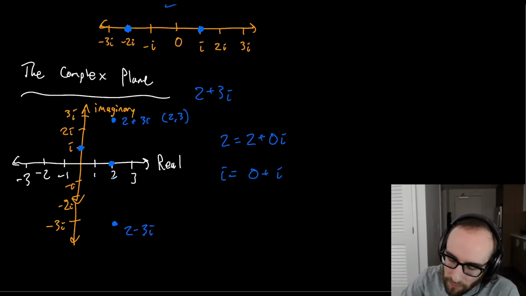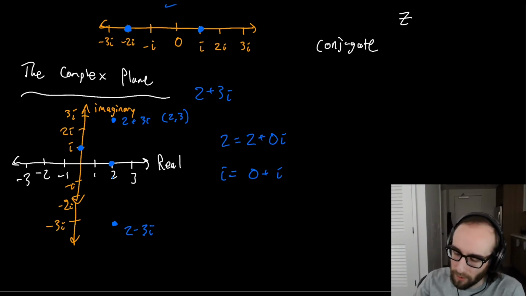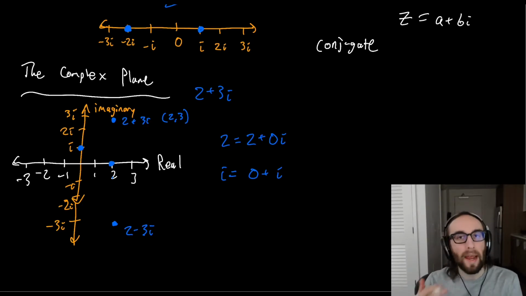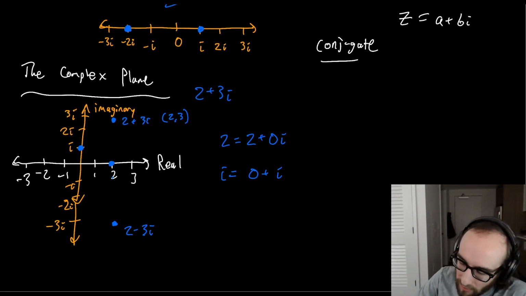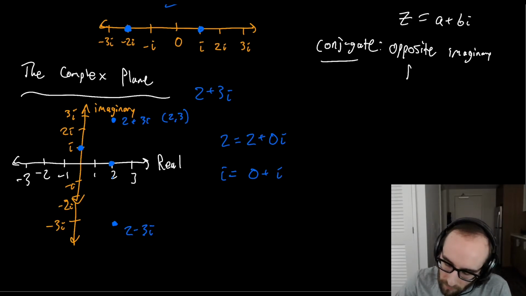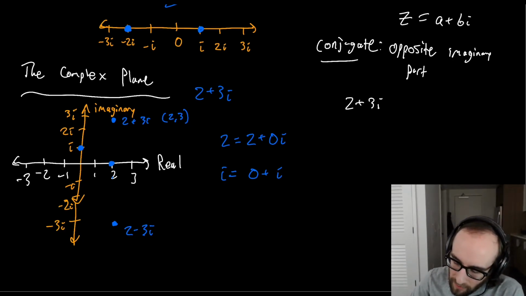Okay, so the first term is called a conjugate. And when we talk about complex numbers, we'll usually be using z as a placeholder for complex numbers. You'll see it written generally as just a plus bi. The conjugate is where we take the opposite. So it's the same number, except we take the opposite imaginary part. So for example, if we have 2 plus 3i, the conjugate of 2 plus 3i is going to be 2 minus 3i.